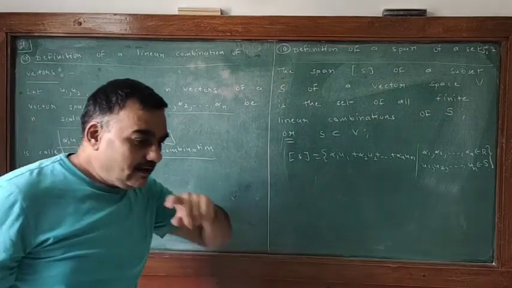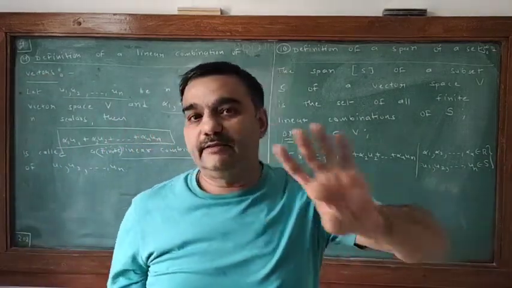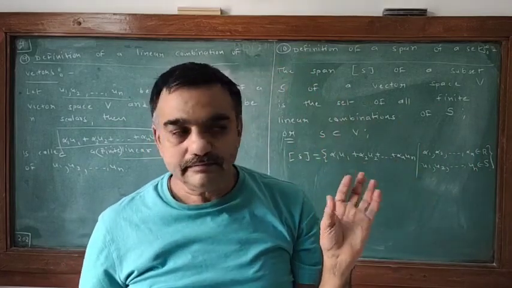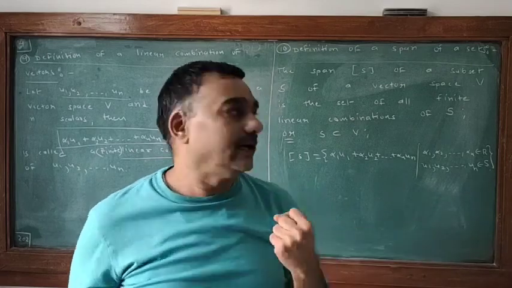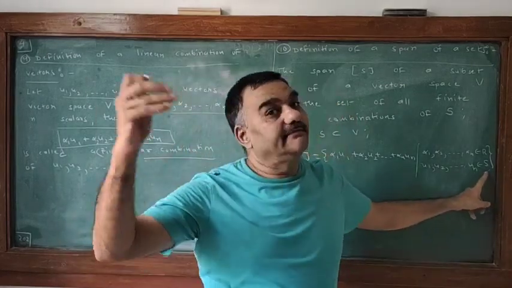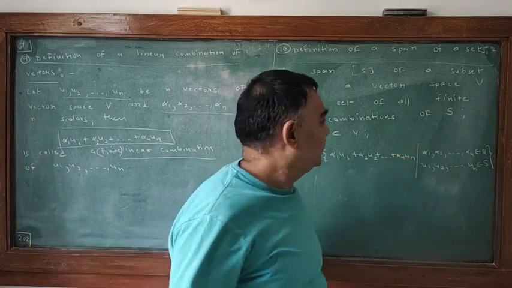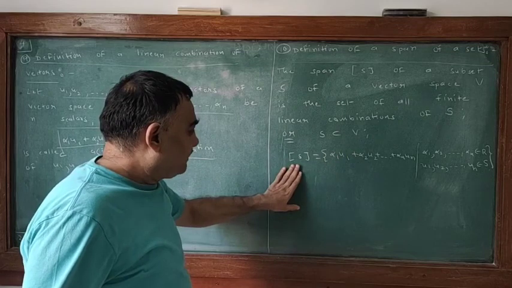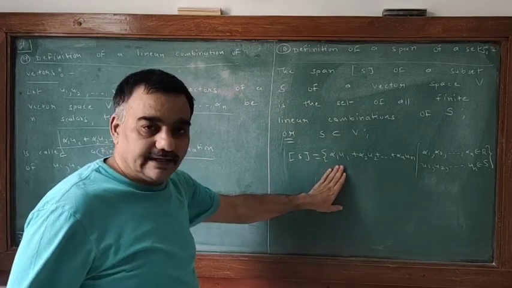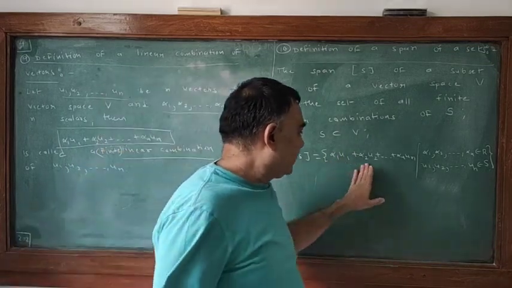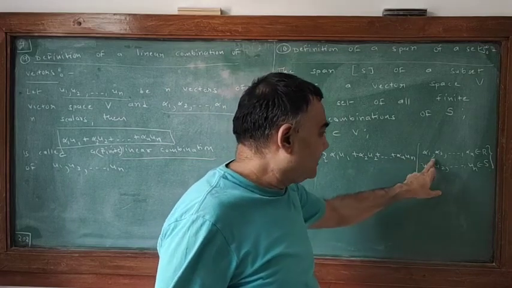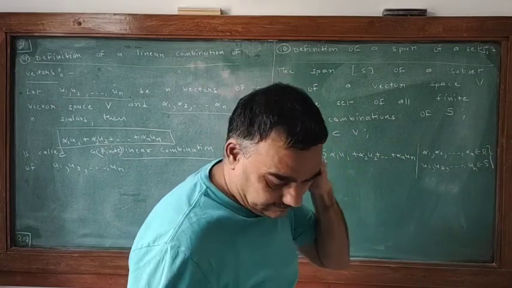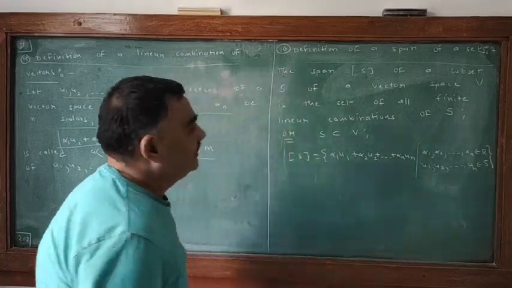It means the number is fixed, 1 to 10, 15, 50, 100, whatever, but it is fixed. We select only a finite number of elements from S. S may have an infinite number of elements. For S a subset of V, span S is defined like this: the set of all vectors alpha 1 U1 plus alpha 2 U2 plus up to alpha n Un, where the alphas are real numbers and U1, U2, Un belong to S. Read this definition and then we go further.